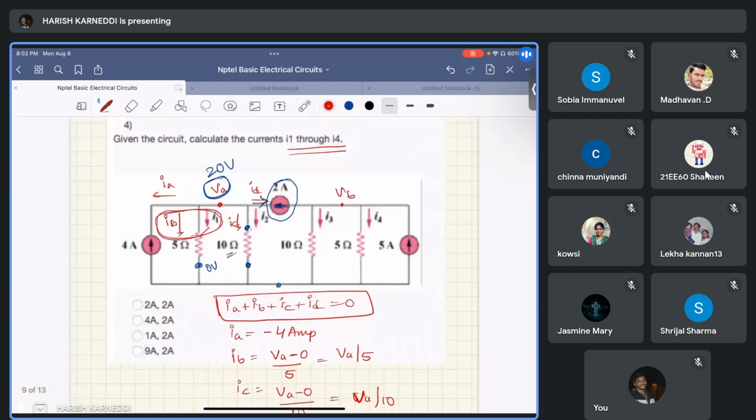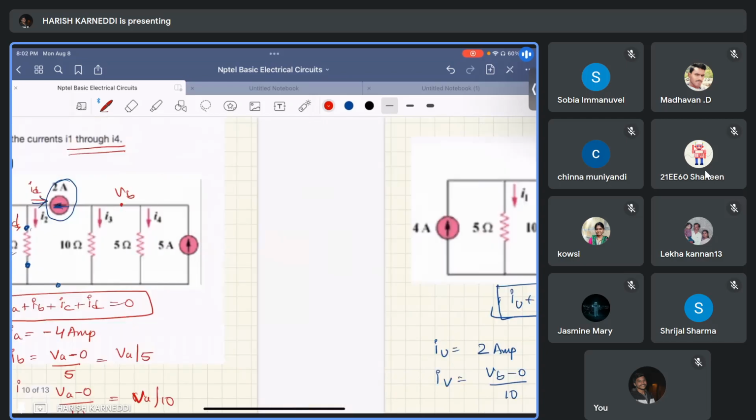What did he ask? I4. I4 is the current flowing through this 5 ohm, right?